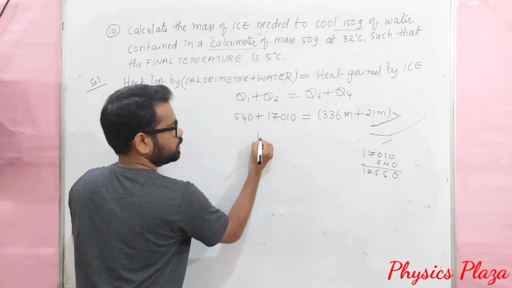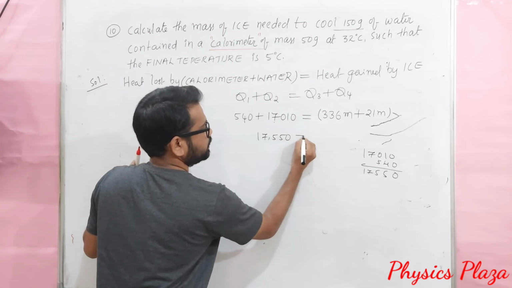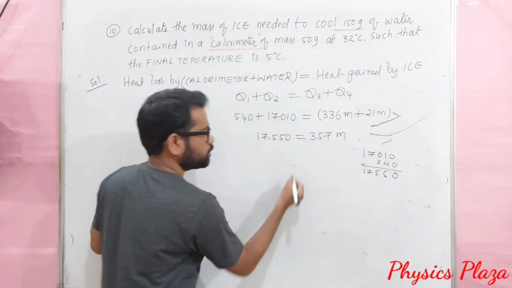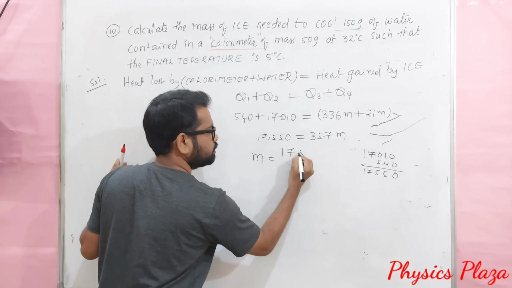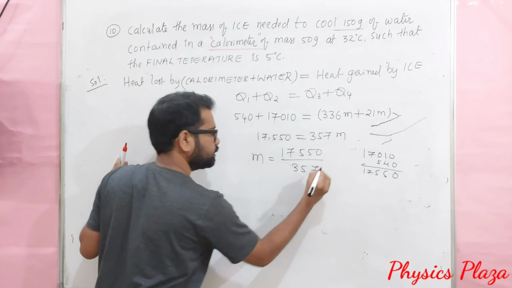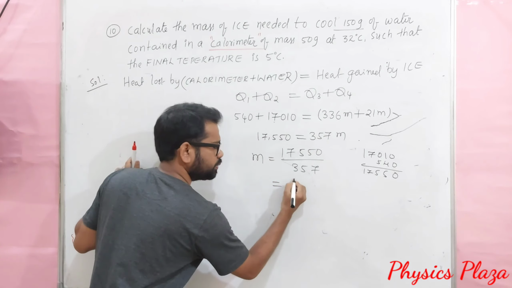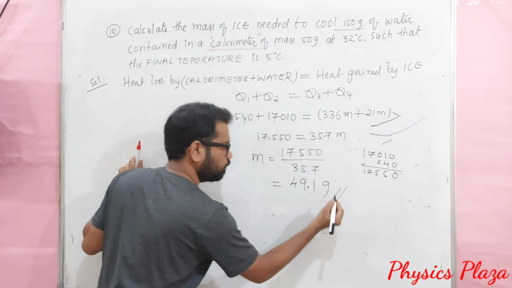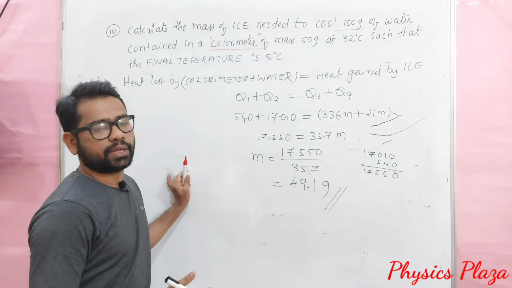So this will be 17,550 is equal to 357 m. So m is equal to how much, children? m is equal to 17,550 by 357. So here we get approximately 49.5 grams of ice. So children, this is what we actually have to calculate.